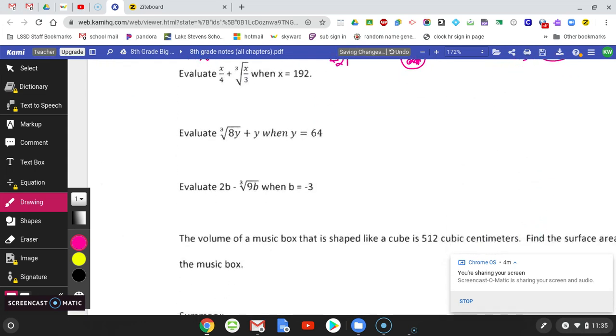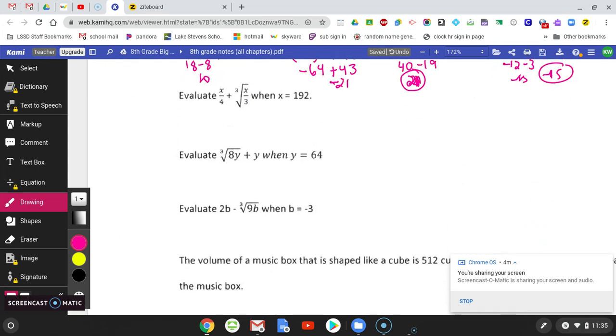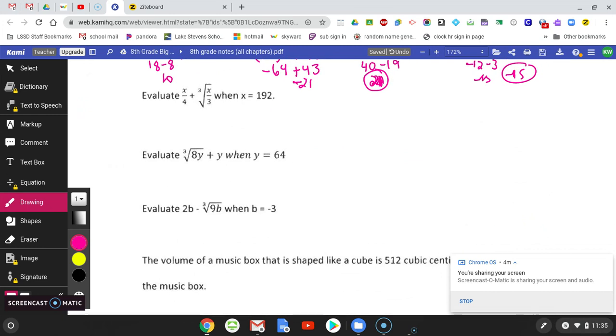All right. The next three, it says to evaluate it when x is 192, which means we're going to substitute a 192 in. So that means I have 192 where my x was, divided by 4, plus the cube root of 192 divided by 3. Well, 192 divided by 4, you can use a calculator for that. That's 48.